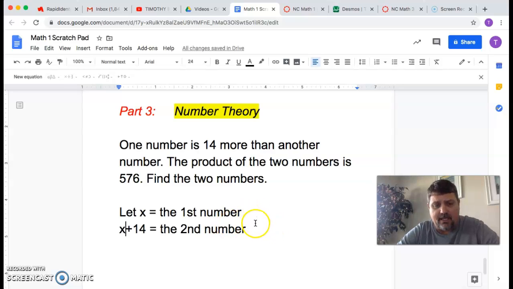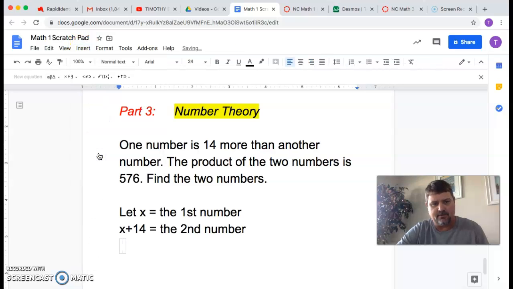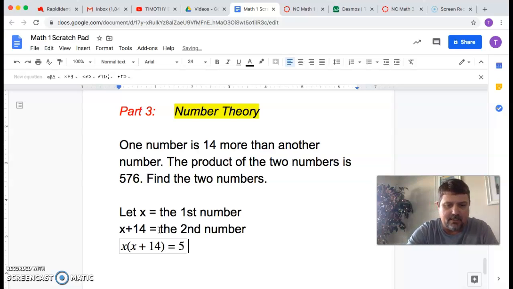All right, so we got x and we got x plus 14, and now let's talk about what this looks like in terms of the algebra. Now, it looks like to me we need to multiply them together because that's what the word product means. When I say the product of the two numbers, well, here's my two numbers. Product means multiply these two numbers together, and that's what we'll do. And they say this is 576. When is your equal sign. Those two things are equivalent. So there's my equation. I need to solve this.